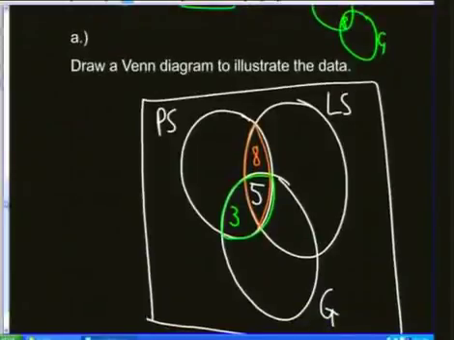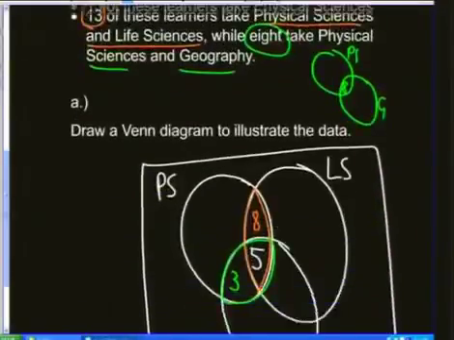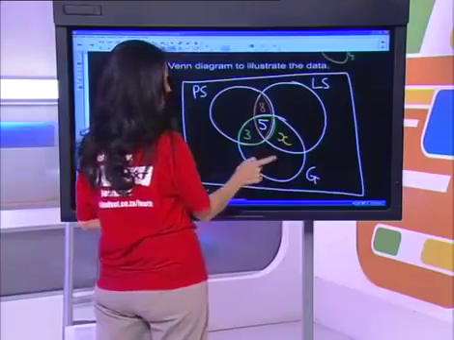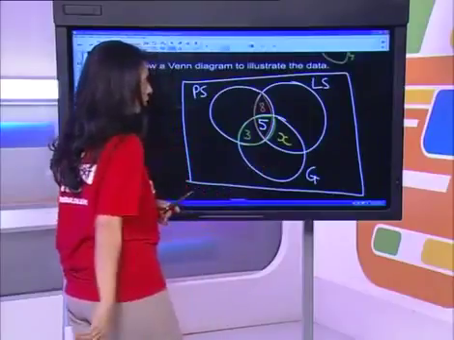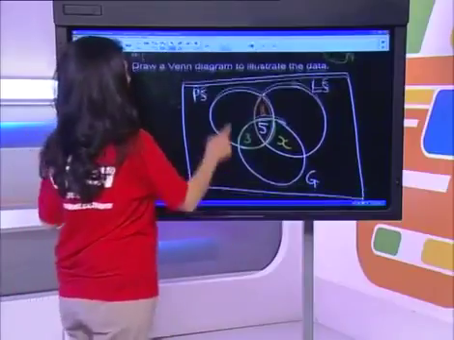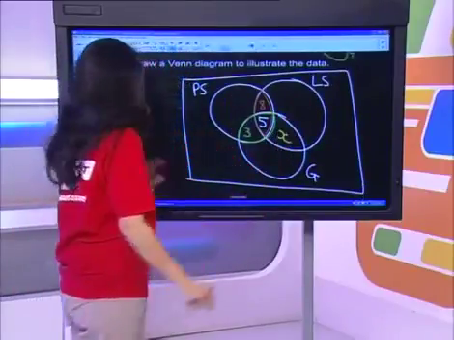Now, the one overlap that they're not giving us, so if we go back, we'll see they haven't given us any other overlaps, they've just given us a total number of learners, is this overlap over here. So we're going to make that x, because there's no way that we're going to be able to find out how many are in there if we don't know what the overlap is. So I think with that information, we can now find out how many learners take science only, life science only, and geography only.